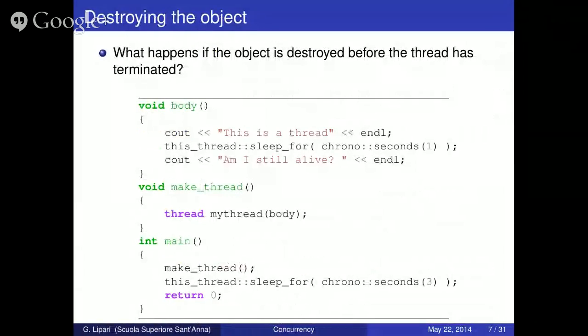What happens when you destroy a thread before it has been terminated? Here we have a body, which prints "this is a thread" and sleeps for 1 second, and then asks itself whether it's still alive after 1 second. In make thread you create an object myThread by passing body, and then you return. Now this myThread is a local object on the stack of this function, so this object is going to be destroyed when the function terminates.